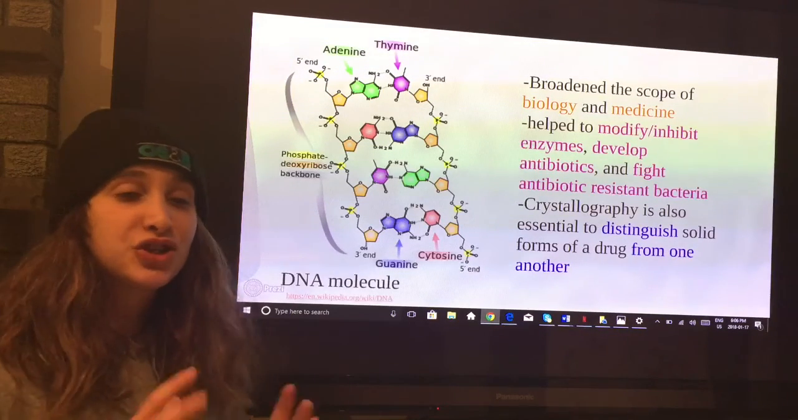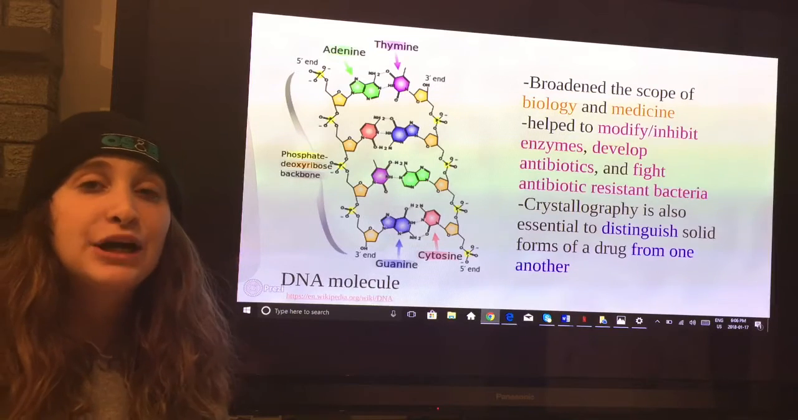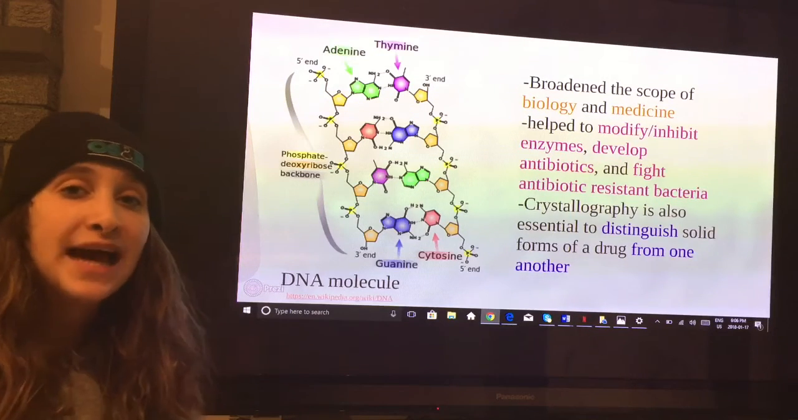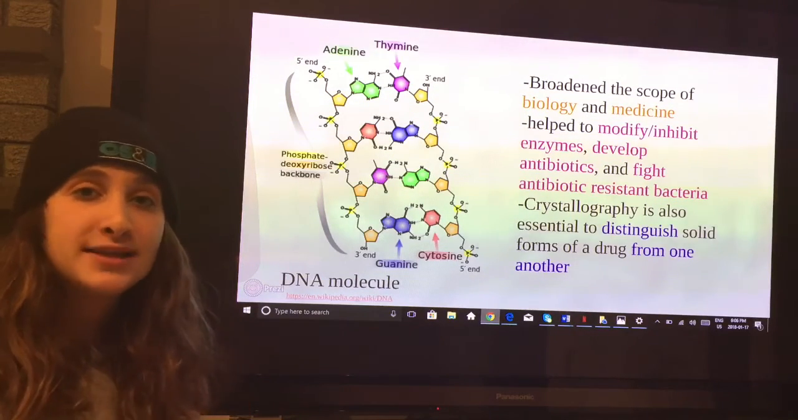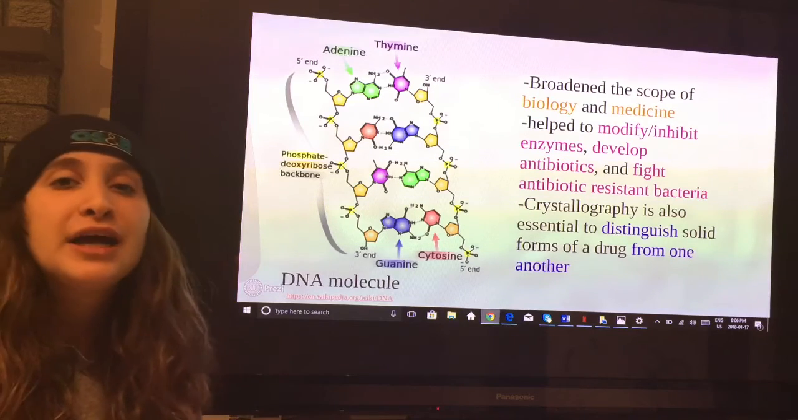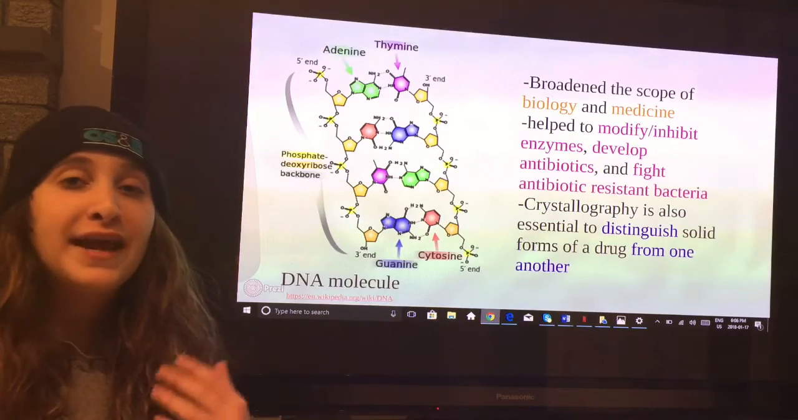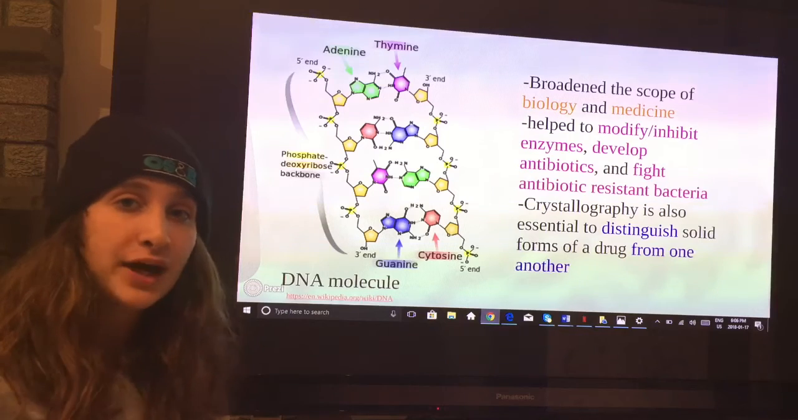As well, by studying the structure of bacteria and viruses that are antibiotic resistant, we can actually form new concepts that will make these bacteria ineffective and therefore the antibiotics more effective in our body.